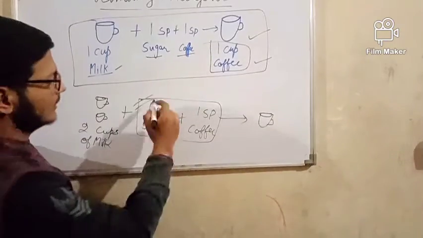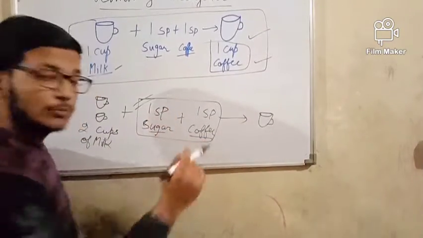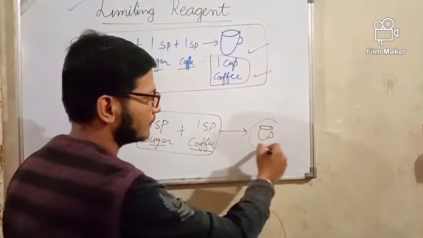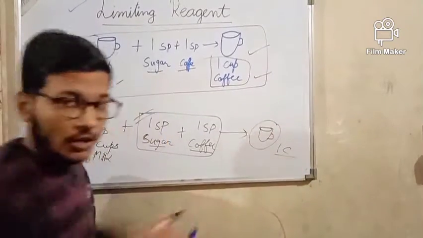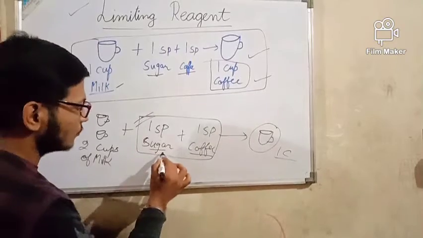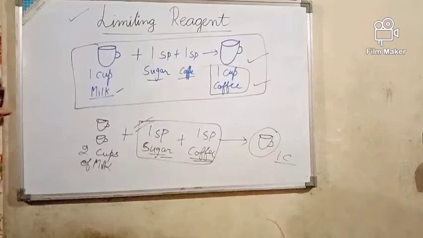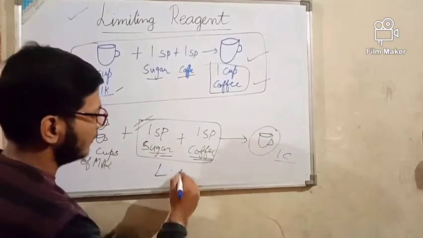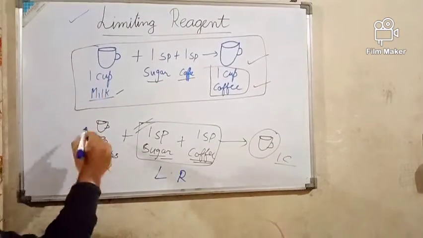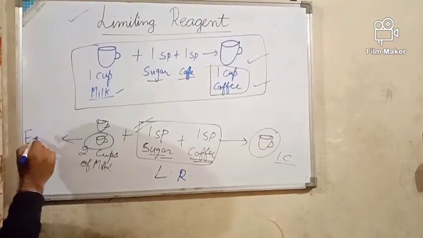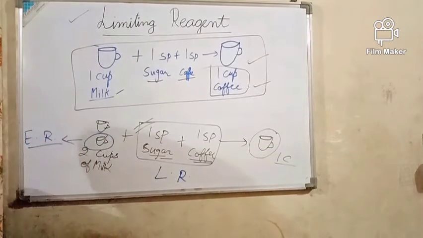So we say the 1 spoon sugar and 1 spoon coffee are completely consumed during the preparation of 1 cup of coffee, and these 2 materials, sugar and coffee, are said to be limiting reagents, and this extra cup of milk is known as excess reagent.